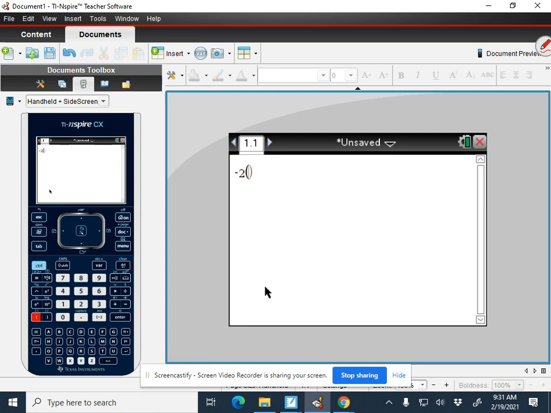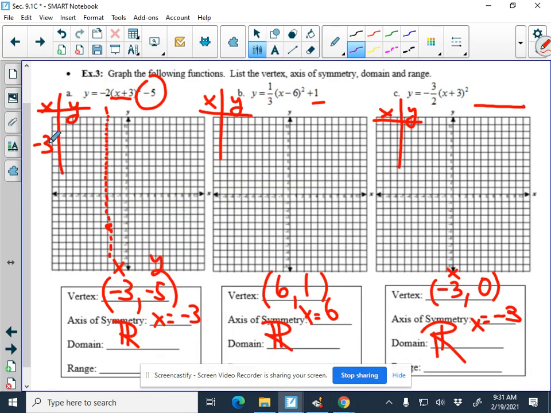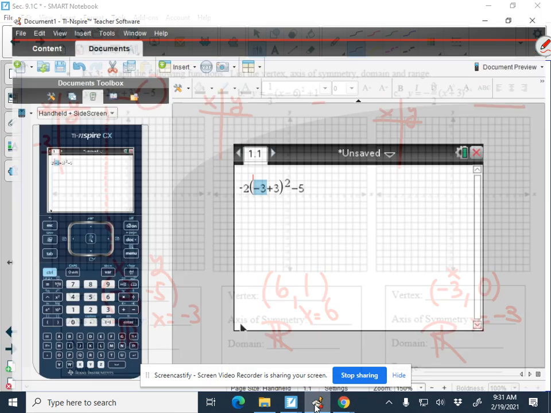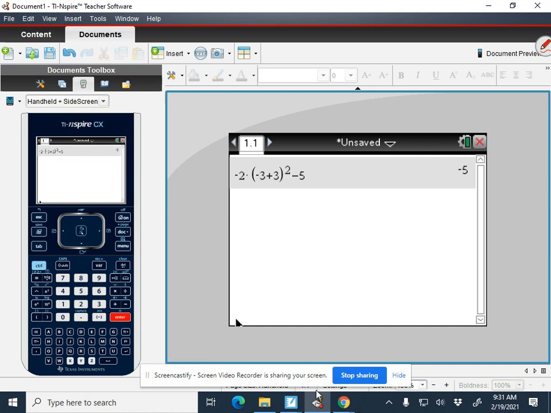-2 times (x + 3) squared minus 5. Now what I've put in here, I've put in -3 for x. Why? That's what I think my vertex is. Now if I've done this right, what should come out is -5. And if you learn how to look at it, it works that way.